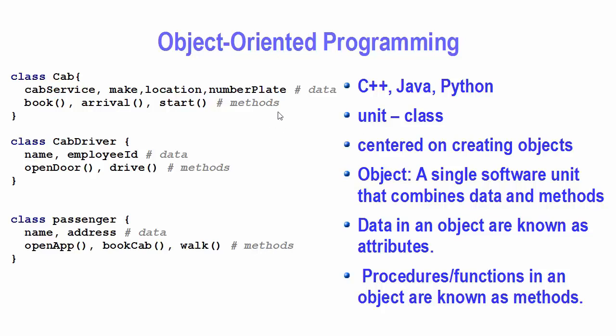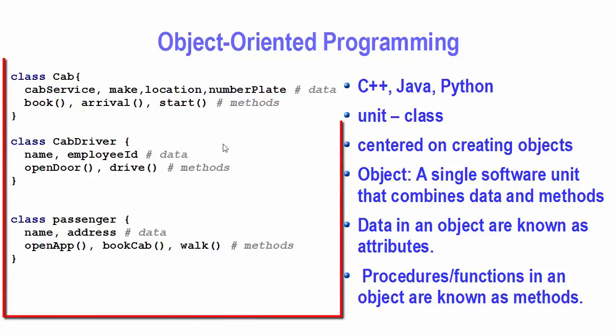Now let's look at the object-oriented approach of doing things. In object-oriented programming languages like C++, Java or Python, the basic unit is the class. If we take the same example of a passenger who wants to travel from one place to another using a cab service, using object-oriented thinking, which depends upon the creation of objects, we can create different kinds of objects. For example, for a cab, we can create a class called cab, then we can create a class for cab driver, and the third class we can create for a passenger.